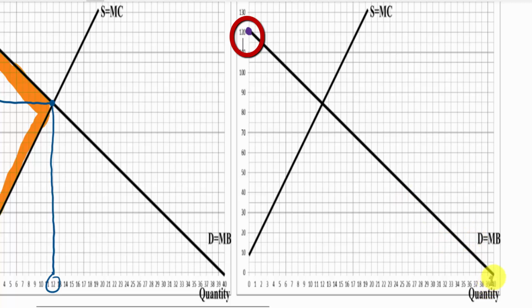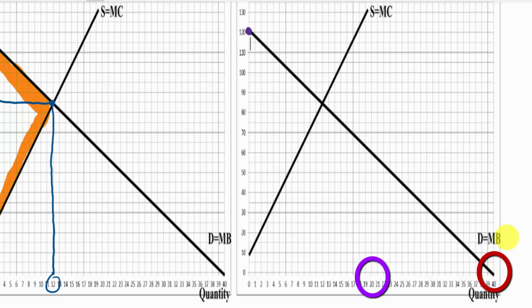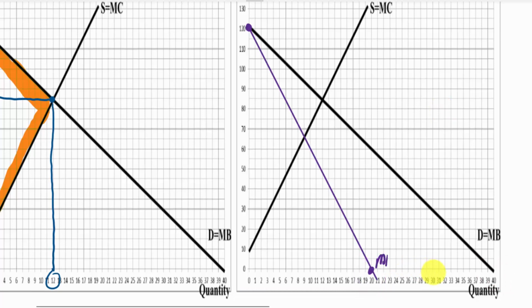And I just look down here at the quantity axis. So that demand line hits at 40. Where is the line that's twice as steep going to hit the quantity axis? Right down here at 20. So we draw that marginal revenue.